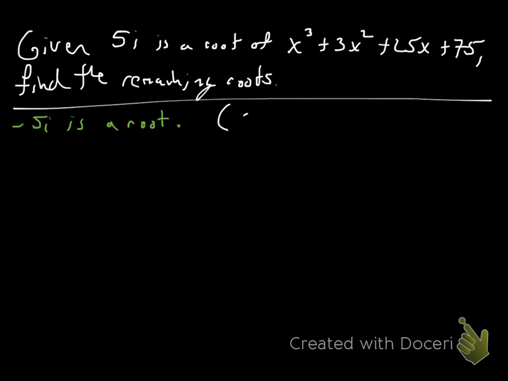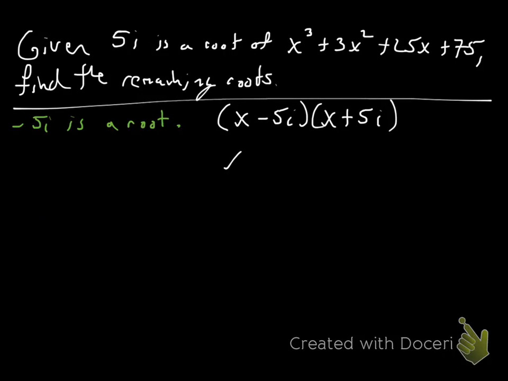And what I suggest for doing these problems is when you're given a complex root, find the conjugate, and then go ahead and find what the factor is. So 5i is a root, and negative 5i is a root. Then that means that x minus 5i and x plus 5i is a factor, and that's by the factor theorem. If c is a root, then x minus c is a factor.